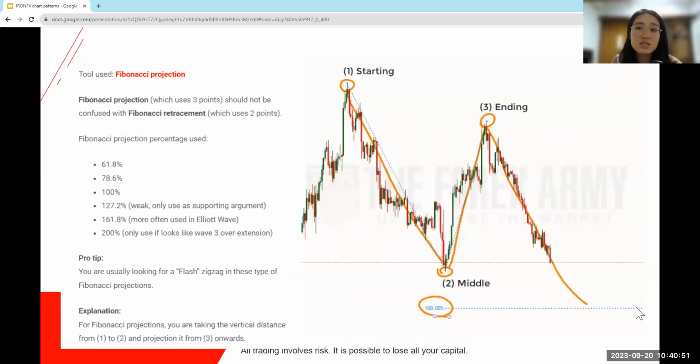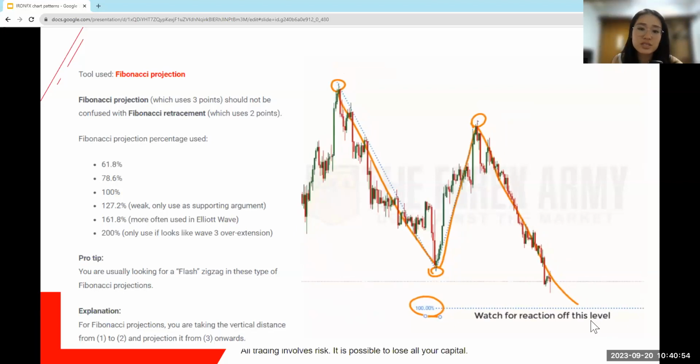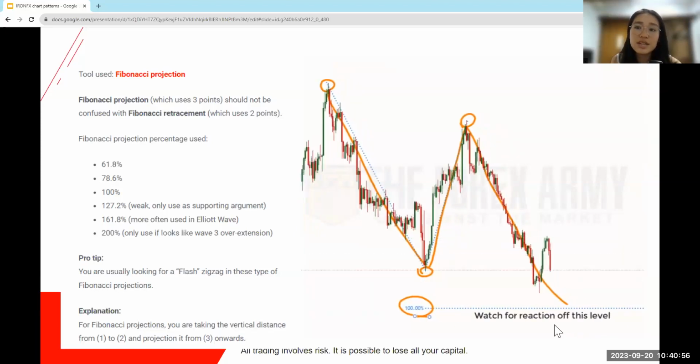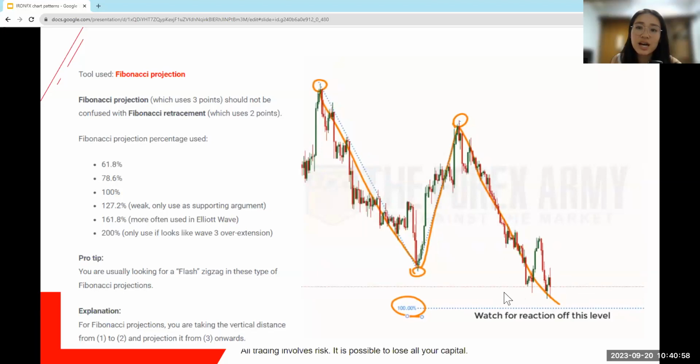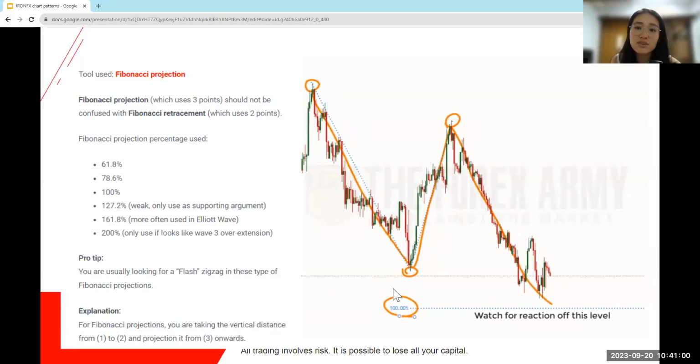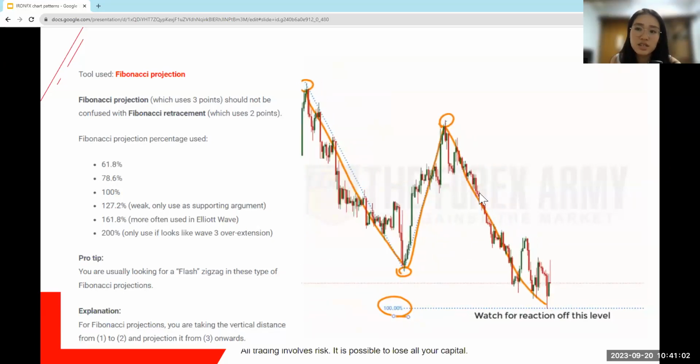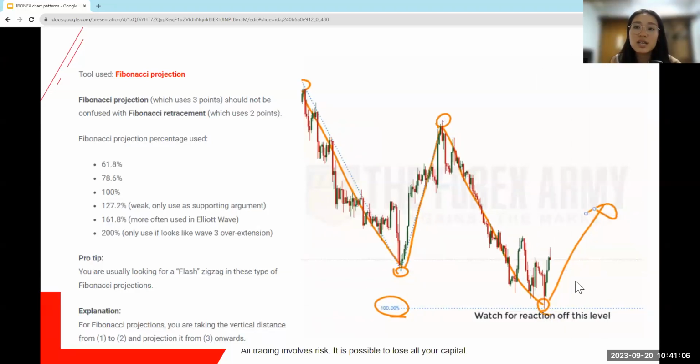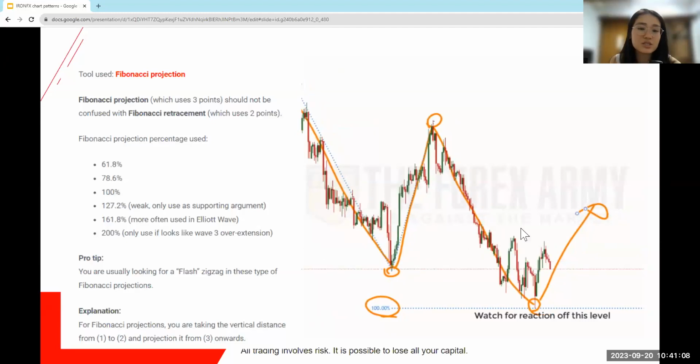And then for your stop loss, you want to make sure that you place it beyond it. So in this case, we would place our take profit higher up, above our 100%, just in case price misses it by a little bit. At least we would have caught this reversal.